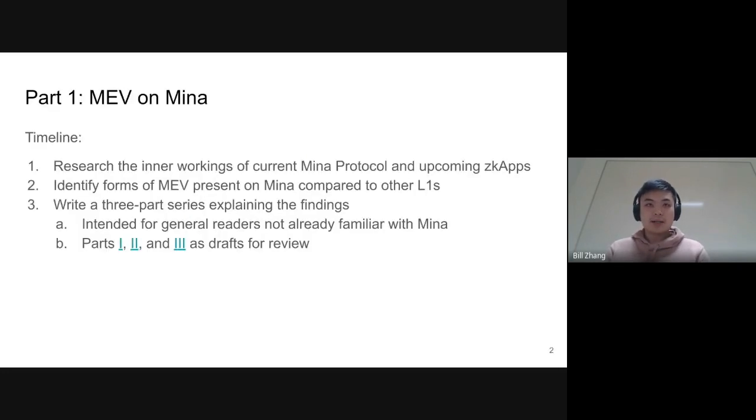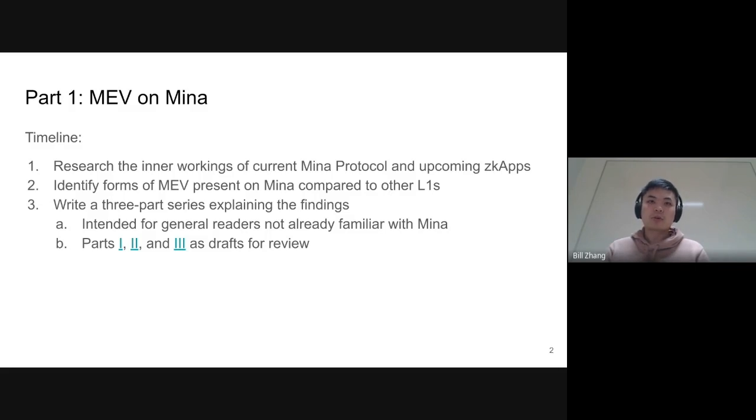So part one followed a timeline roughly like this: I began by researching the inner workings of the current Mina protocol at the consensus layer, and also the upcoming ZK apps and what they would change about consensus. Here I was trying to identify forms of MEV present on Mina compared to other L1s like Bitcoin, Ethereum, stuff like that. Originally I thought the final product would be something like a ZK app that helps monitor MEV levels. But I realized that it was a little bit too early at the moment for there to be a use for monitoring MEV, given that ZK apps are still very early.